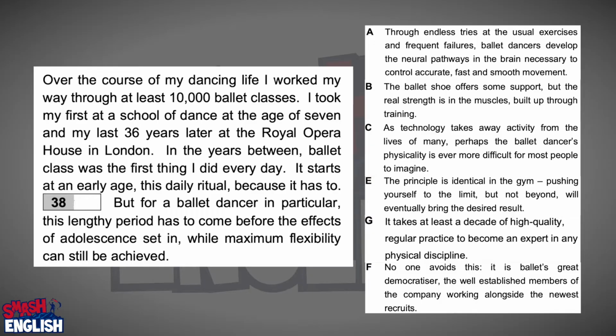Can we see any clues after our missing sentence? Well, the writer states, but for a ballet dancer in particular, this lengthy period has to come before the effects of adolescence set in. This means our missing sentence should be in contrast to this sentence. We know this because we have but. Moreover, our missing sentence should contain a lengthy period, because we have the pronoun this. So then, let's see what we can find.